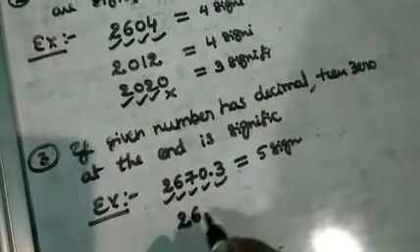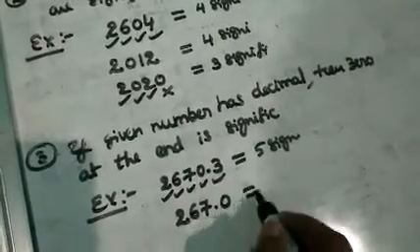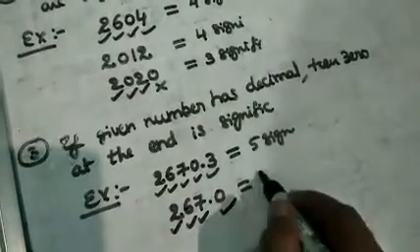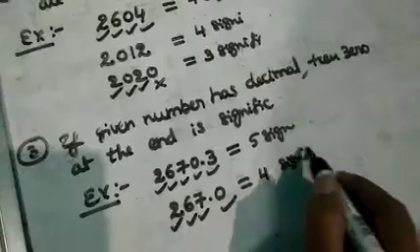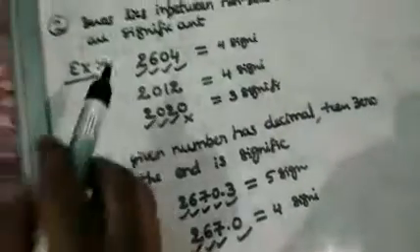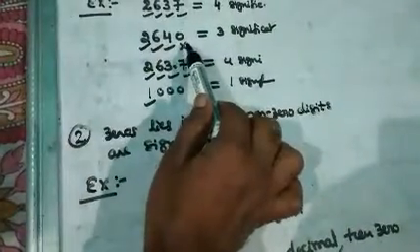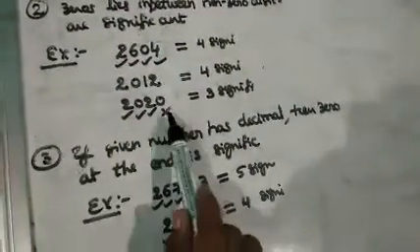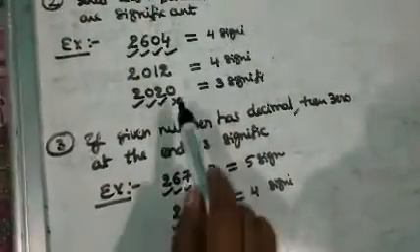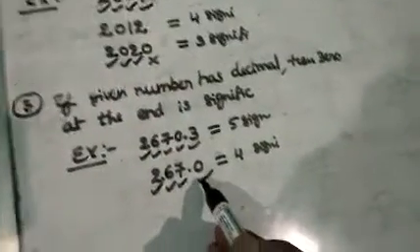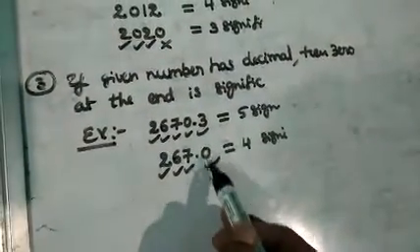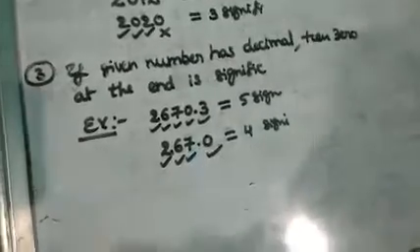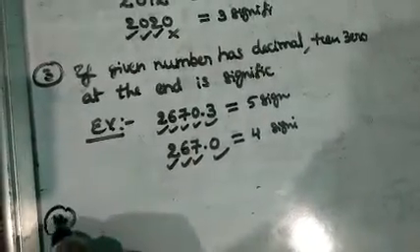But if you see 267.0, how many significant figures? 1, 2, 3. This 0 is also countable. 4 significant figures. Try to understand. Otherwise, a 0 at the end is not countable. A 0 in between is countable. But if it is at the end, not countable. But here this 0 is countable. If the given number has a decimal, a 0 at the last is countable. Check it. Okay? So it is countable. Try to remember the rules.